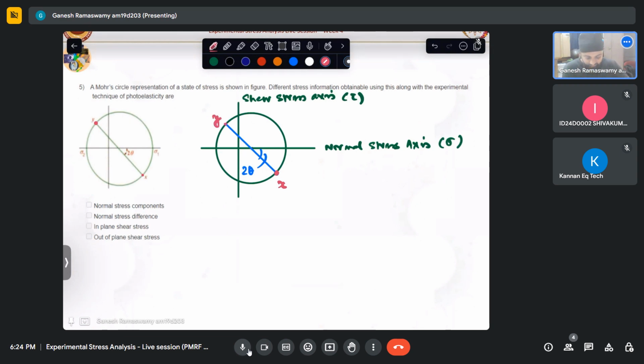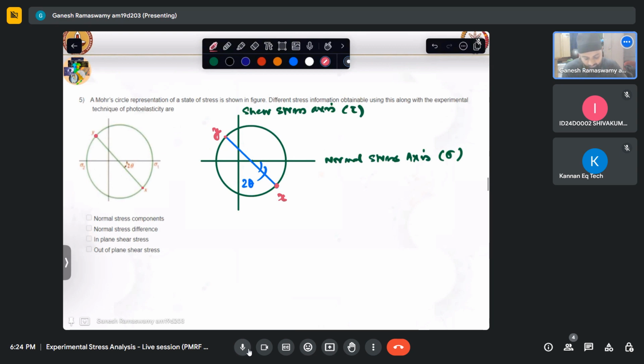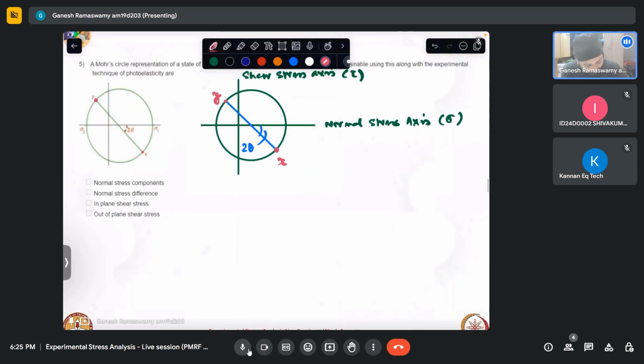Now let us look at the question. A Mohr circle representation of the state of stress is shown in the figure. Different stress information obtainable using this along with the experimental technique of photoelasticity are what? Is what is asked. Now what does photoelasticity give us? Photoelasticity gives sigma 1 minus sigma 2 is n F sigma by h.